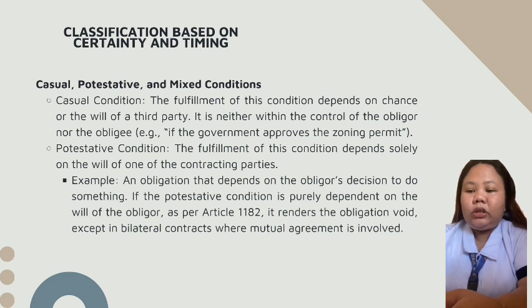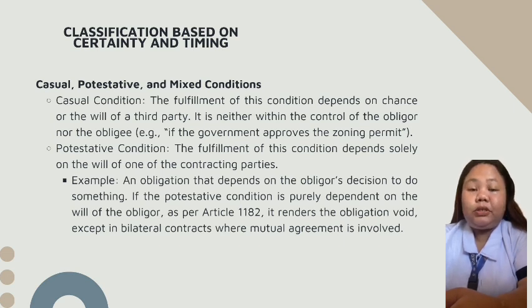First is the casual condition. It is one that depends entirely on chance, nature, or a third party's action. The fulfillment of the condition is uncertain because it does not depend on either party's will. It is an external factor that decides whether the condition happens.